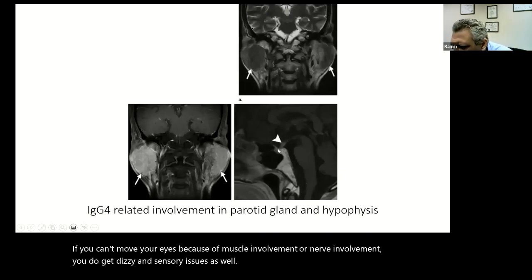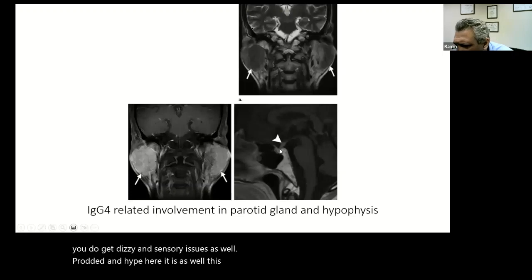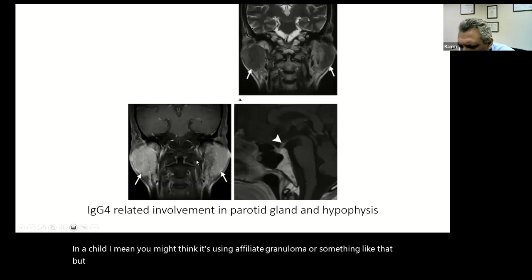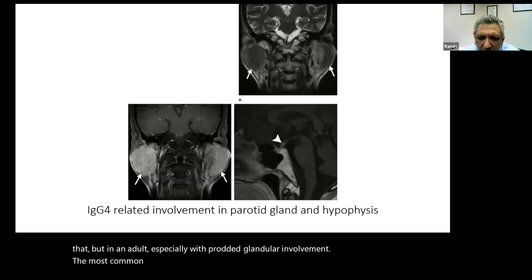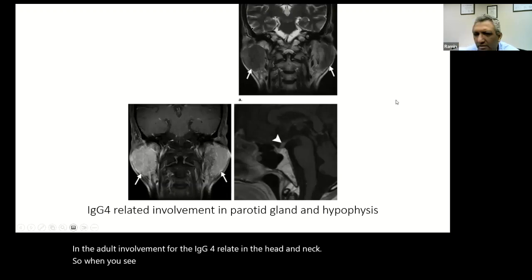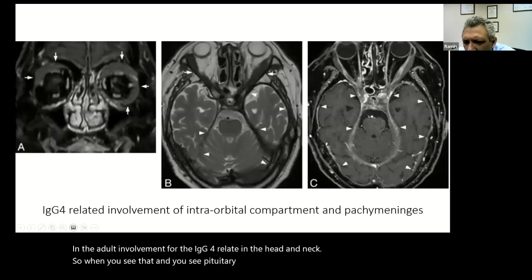Parotid and hypophysitis, here it is as well. This is the hypophysis. See, again, it's thickened. In a child, you might think it's eosinophilic granuloma or something like that, but in an adult, especially with parotid and glandular involvement, the most common thing is the submandibular gland in the adult involvement for the IgG4 related disease in the head and neck. So when you see that and you see pituitary, consider IgG4.